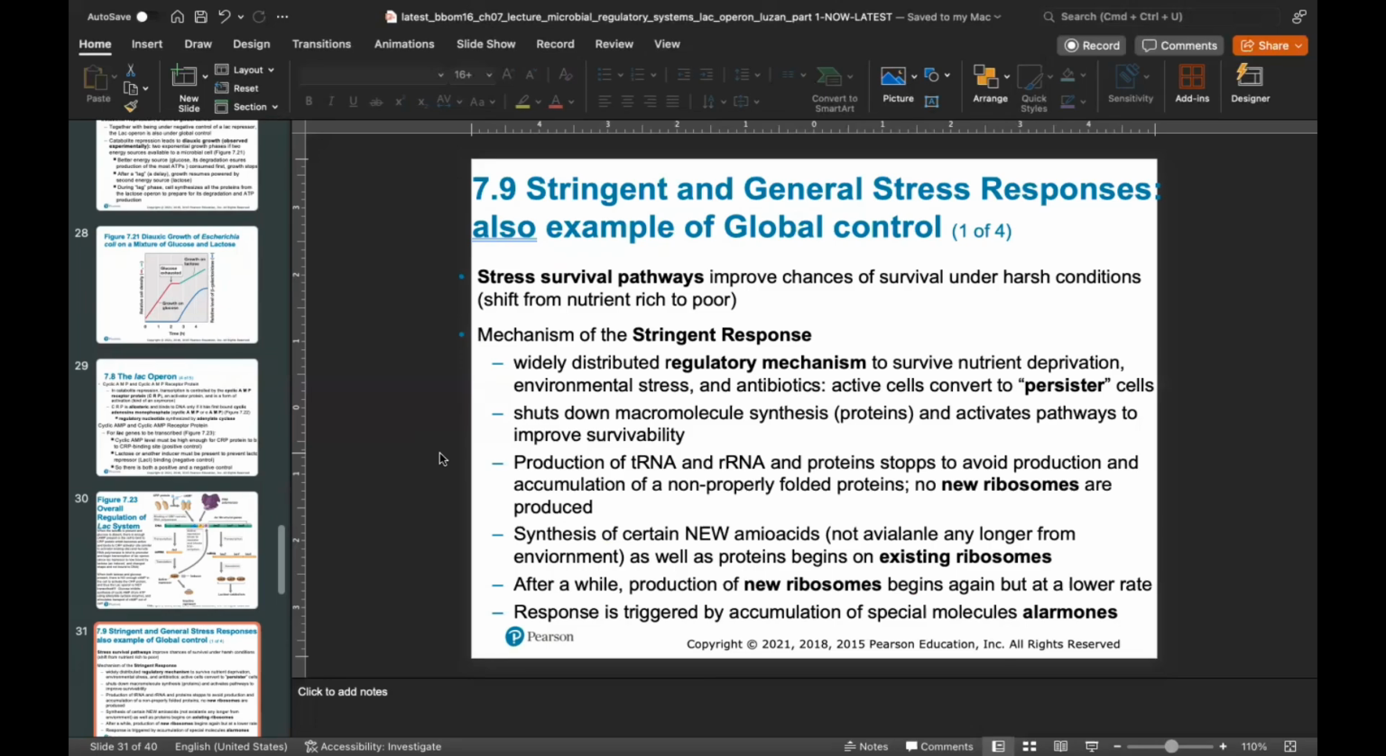Production of tRNA, rRNA and protein stops to avoid production and accumulation of improperly folded proteins, so no new ribosomes are produced. Synthesis of certain amino acids begins, since they are not available any longer from the environment, as well as protein synthesis on existing ribosomes. After a while, production of new ribosomes begins again, but at a lower rate, and the response is triggered by the accumulation of special molecules, the alarmones.